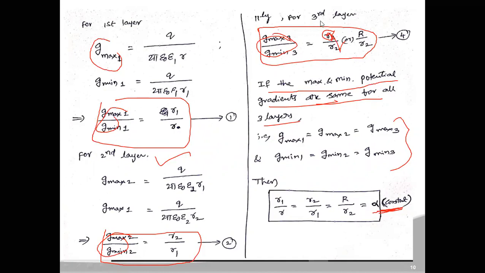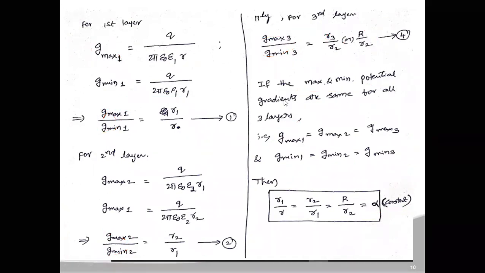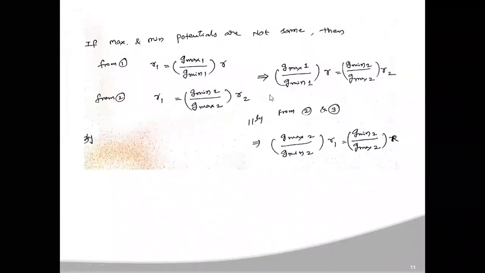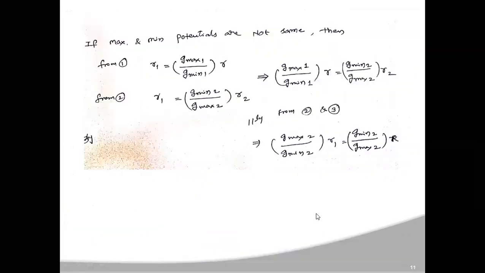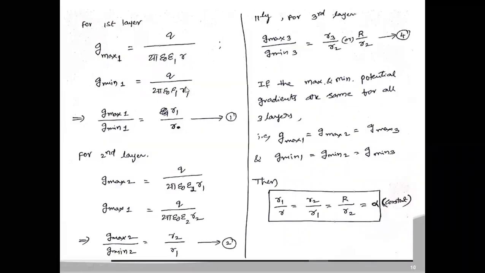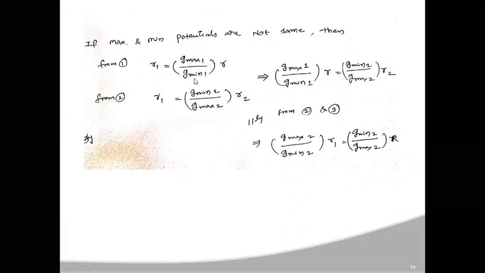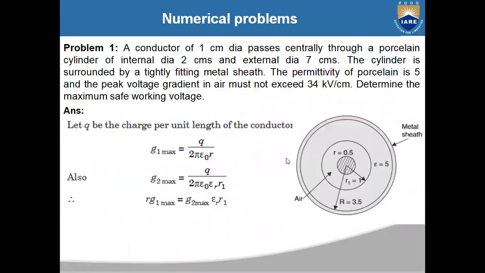This is when the maximum and minimum stresses for all the three layers are the same. If the condition is not given, and the maximum and minimum stresses are not the same, you should not use this condition. Then you have to use the first equation, where R1 will be equal to, from G max, like this. These equations you can use once you go through this. So let us see the problem now.